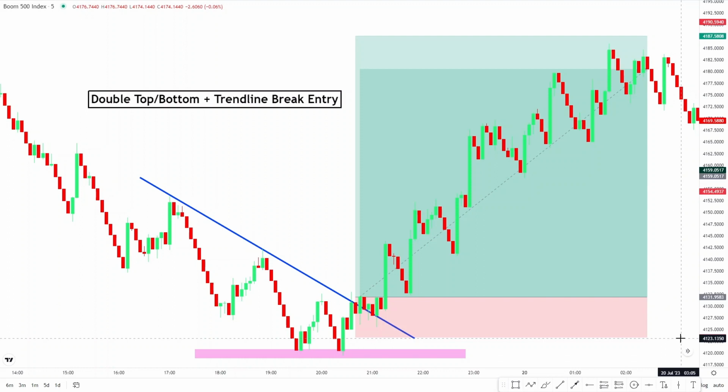But if you can wait patiently for this kind of setup and you catch one or two per week, you'll be good for the whole week.